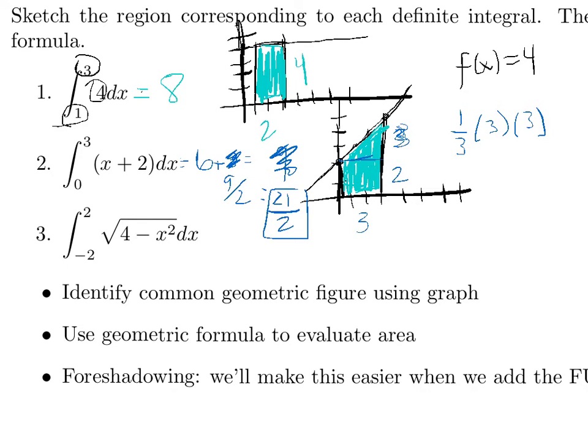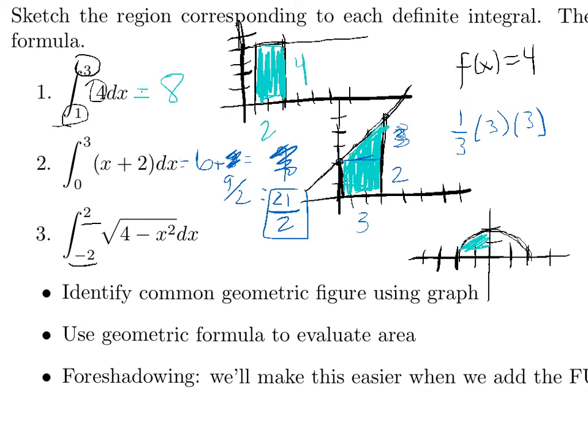All right, last one. Okay, the square root of 4 minus x squared. Anybody know what shape that is? It is a half circle with a radius of 2. Okay, it's a half circle of radius 2. All right. Is this function positive from -2 to 2? Yes. Okay, is it continuous? Yes. Then all we have to do is find the area.